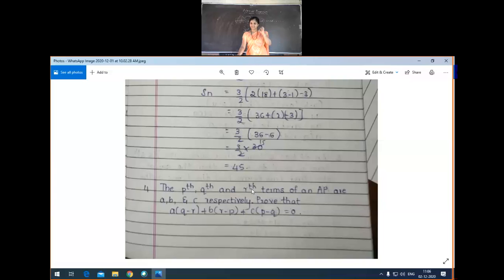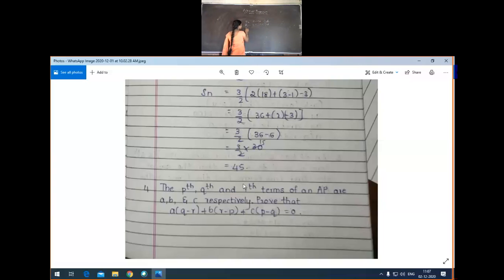We all know the nth term of an AP. What is the nth term of an AP? a_n = a + (n − 1)d, no? Yes. This is the nth term. Then what is the pth term? The pth term is a_p = a + (p − 1)d. In place of n, we have to write p.